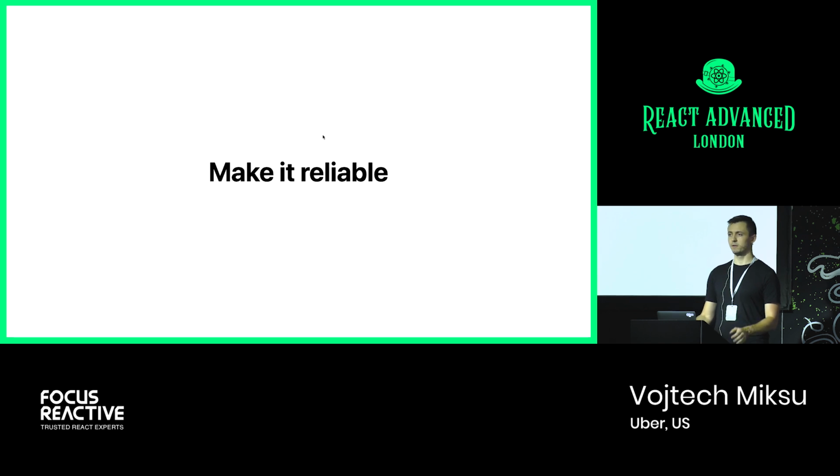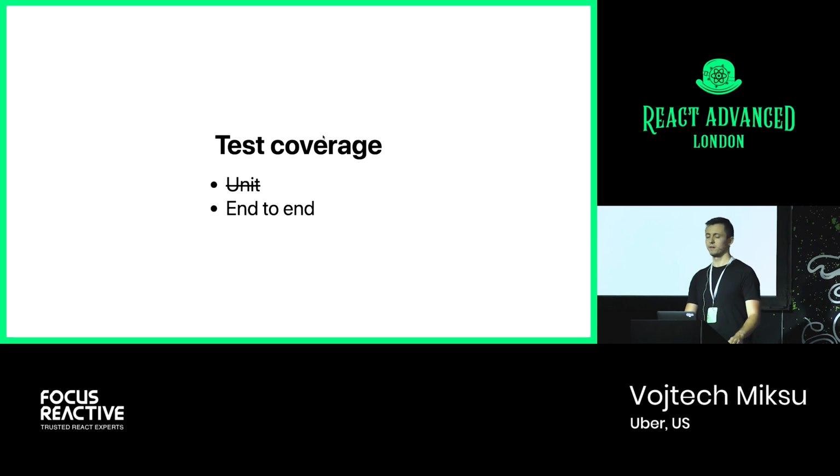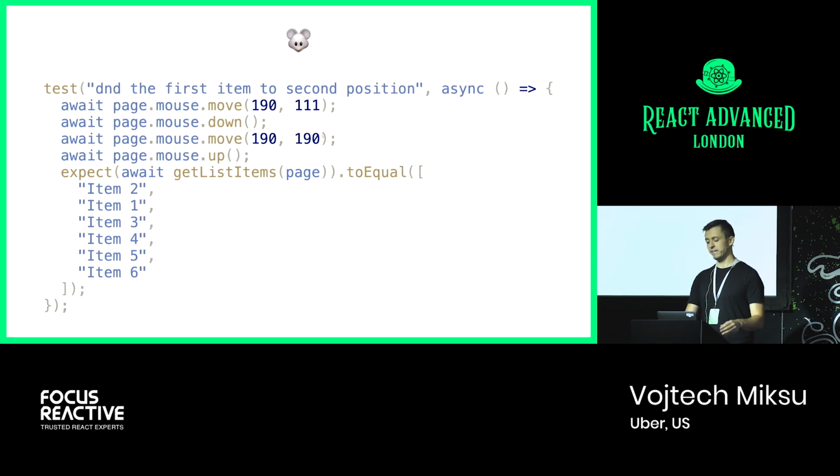Right, make it reliable. What do I mean by that? It's test coverage. This library uses a lot of DOM APIs. So if you are thinking about unit tests, you would have to mock a lot of APIs. And what are you testing at that point? So it might be a better idea to use end-to-end tests. With Puppeteer, you can write nice descriptive tests, like this one. It's testing the full interaction with the mouse. So you move the mouse, you press the button, you move the mouse more, you release the button, and then you check the order of elements in the DOM.